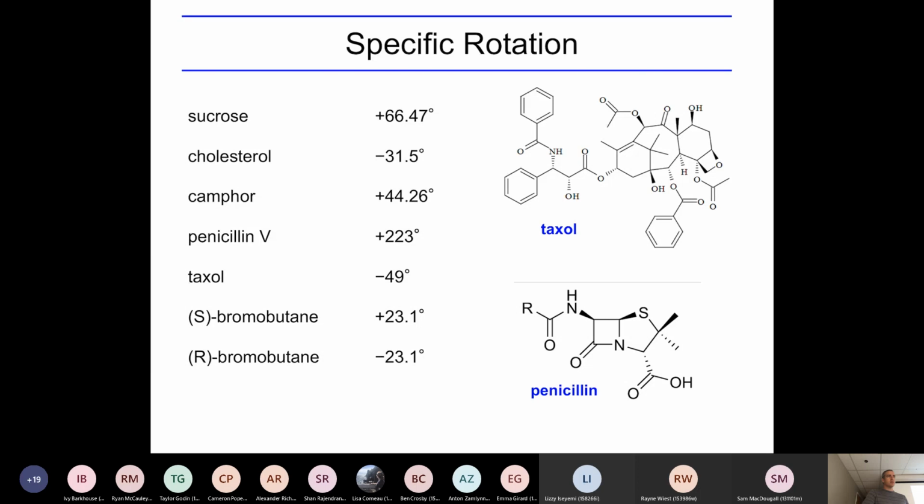So here's a bunch of chiral molecules and their specific rotation values. We have sucrose, plus 66.47 degrees, cholesterol, camphor, penicillin, Taxol, S and R bromobutane. So these are two enantiomers of bromobutane, and I think it's actually S2 bromobutane. That one and that one. So these are mirror images of each other, front back. You can think of the mirror behind one, you get the other one. You can see they have the exact same specific rotation except opposite, and this is what we see.